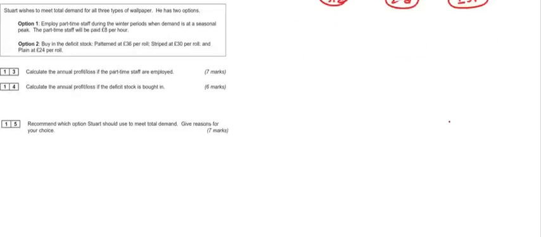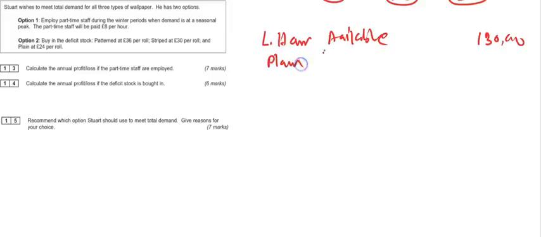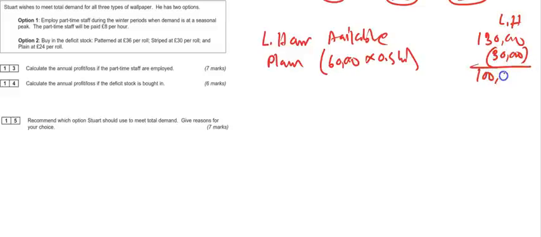I'll take this whole figure. Labor hours available, if you remember, is 130,000 hours. Now, you said plain, you're going to produce as much as you can, 60,000. Each requires 0.5 hours. So 30,000 hours are going off here. These are all labor hours. How much is remaining? 100,000 labor hours.